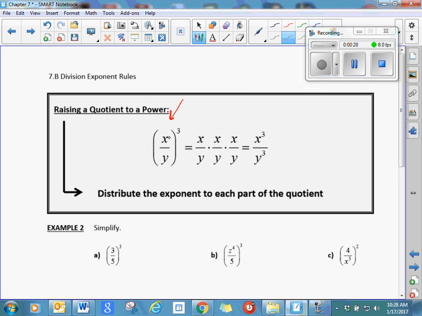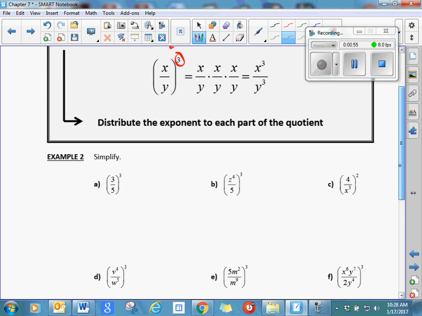It says take what's inside the parentheses, which is the fraction x over y, and make that a factor 3 times. So that's what you do if you want to stretch it out and do it that way, and then you've got to put it back together again. So you count, you've got x cubed on the top, and you've got y cubed in the denominator. So you basically are distributing this exponent to each piece of the quotient, the numerator and the denominator. So I think that's pretty straightforward.